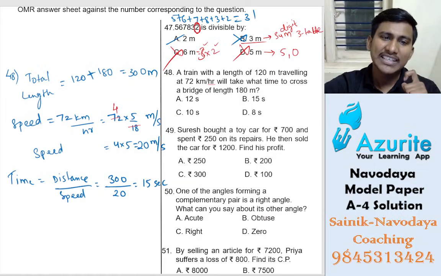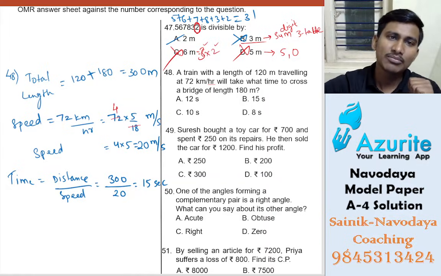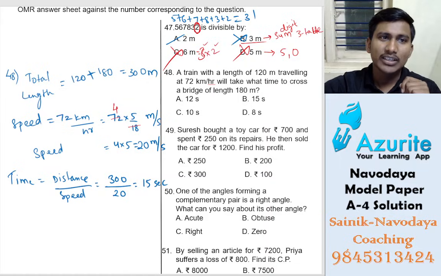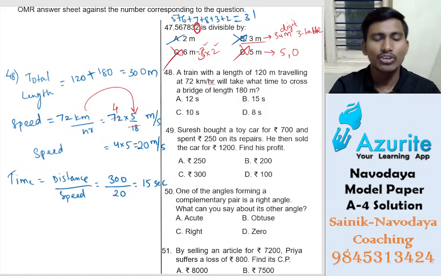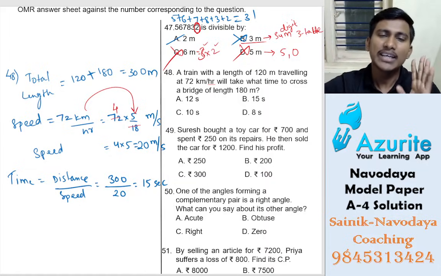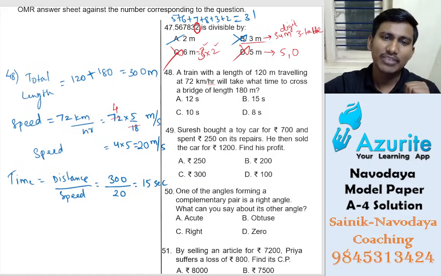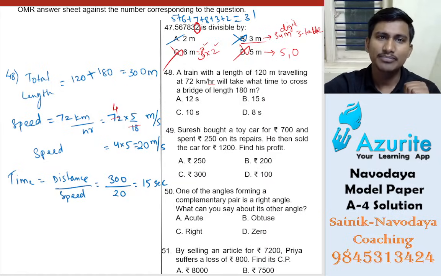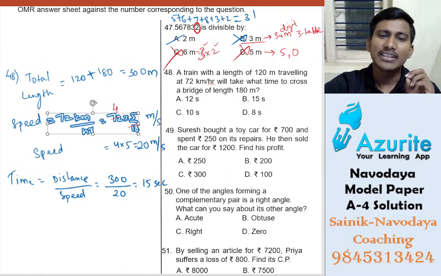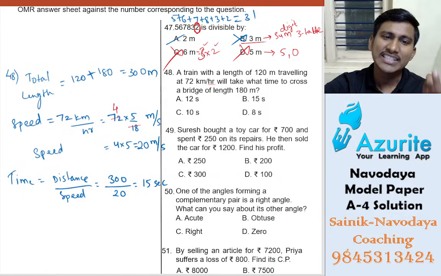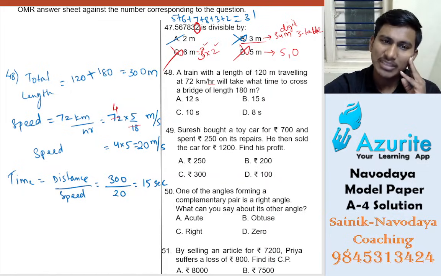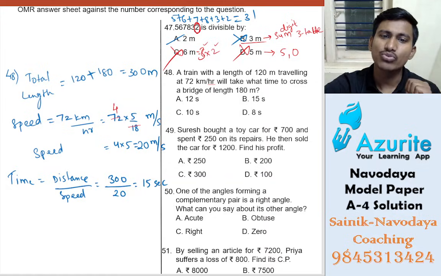So now speed is given in kilometer per hour, 72 kilometer per hour. To convert from kilometer per hour to meter per second, we have to multiply with 5 by 18. So 72 into 5 by 18. 18 4s are 72, so what is remaining? 4 into 5, that means 20. So speed in meter per second is 20 meter per second.